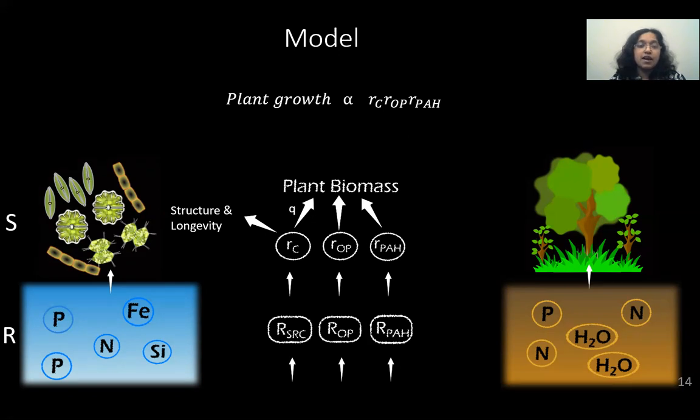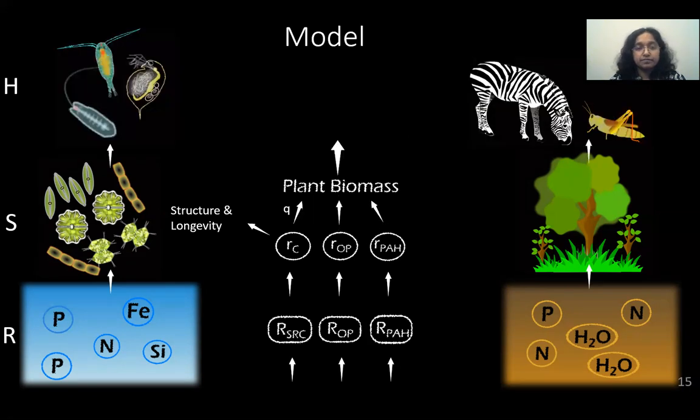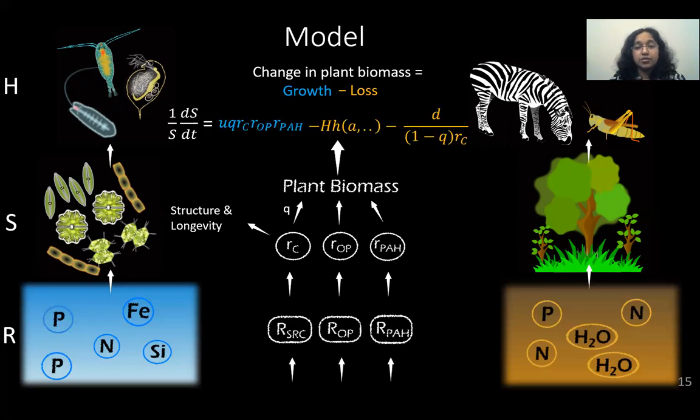These plants are then also consumed by herbivores. The per capita rate of change in plant biomass is the difference between growth and loss. The loss can be either due to herbivory or due to natural wear and tear. I would like to point out that in our model, any allocation to structural carbon also reduces natural plant mortality.